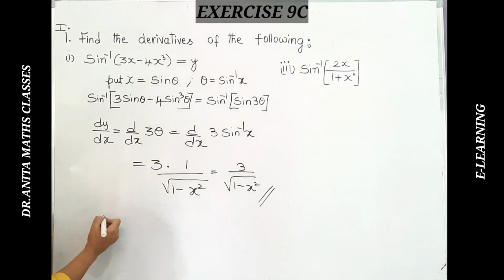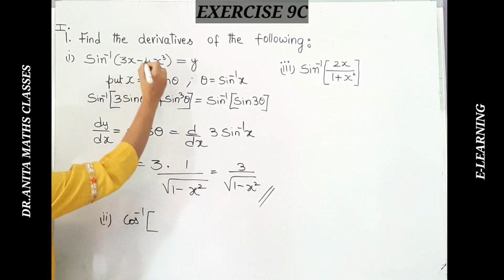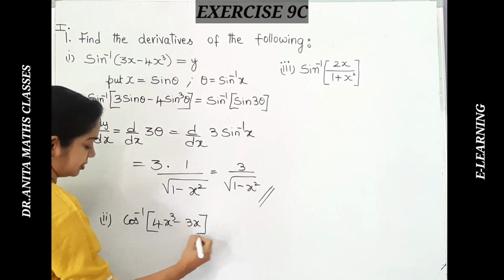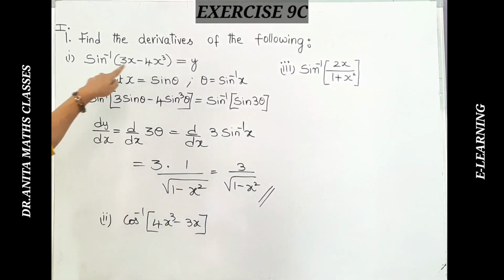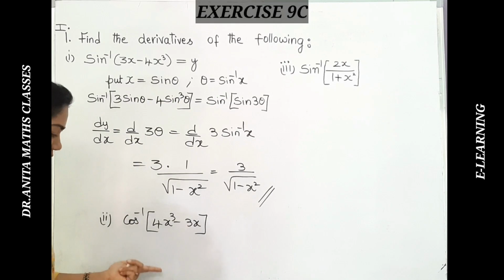The second problem in this, the same way, but I want you to do it for practice. It is cos inverse of 4x cube minus 3x. So simply the same way, here sine 3 theta, here cos 3 theta, where x we have to keep as cos theta. Do it for yourself.